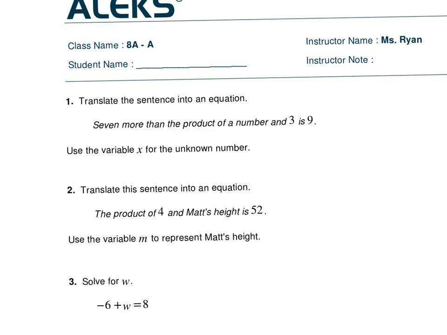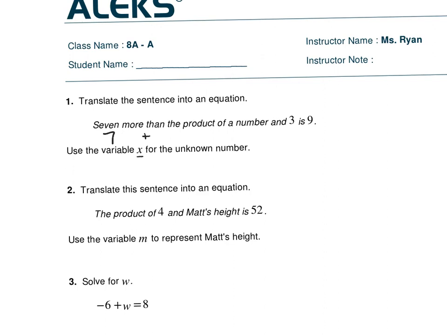So we are beginning on the Unit 2 pretest, and questions 1 and 2 ask us to translate the following sentences into an equation. So how I like to work on these is as I'm reading it, I then write down what I see. So as I see 7 more than the product of a number and 3 is 9. So I know I'm going to have 7 more than is plus the product of a number and 3, and then down here it says use the variable x for the unknown number.